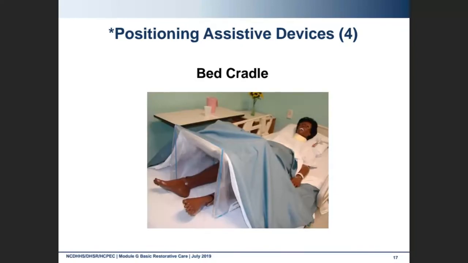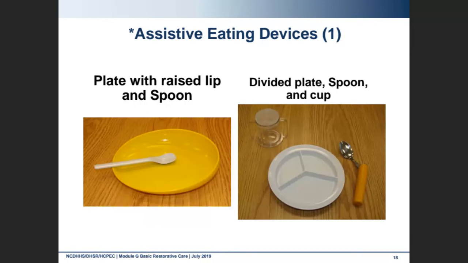There's these bed cradles. These can keep the bed covers off the legs and feet. Sometimes, depending on what condition a resident has, even the lightest little bit of pressure on the lower extremities can be really painful. And so this is to keep the pressure, even that tiny bit of pressure from the blankets, off of the lower extremities. We've also got assistive eating devices.